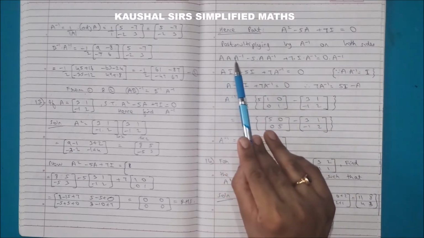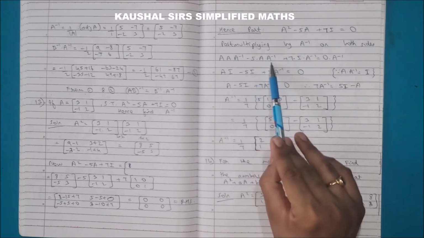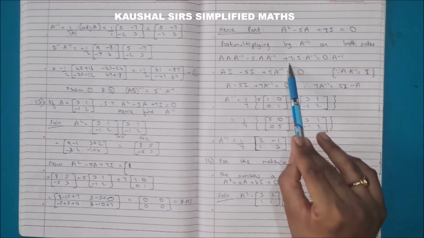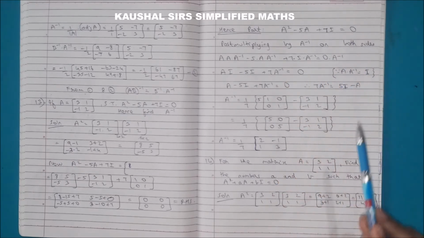A into A, and then I'm multiplying A inverse. Then minus 5A as it is, after that I'm going to write down A inverse, which is in multiplication. Then plus 7I as it is, and then into A inverse is equal to the right hand side, which is also 0 into A inverse.